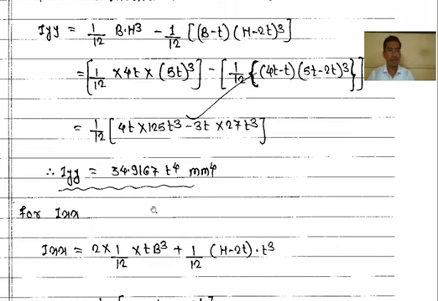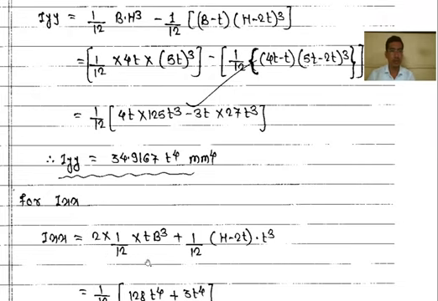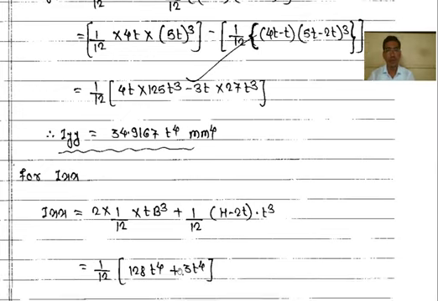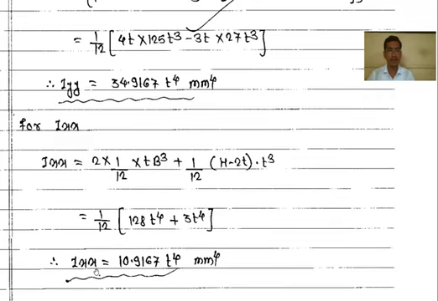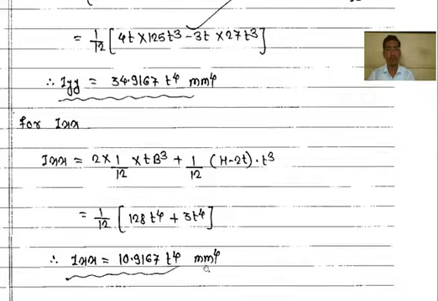Next, for the X direction inertia, we calculate using the formula 2 into 1 by 12 into t B cube plus 1 by 12 into bracket H minus 2t into t cube. So putting the values of B and H, we'll get I xx, that is the moment of inertia along X direction, 10.9167 t raised to 4 mm raised to 4.